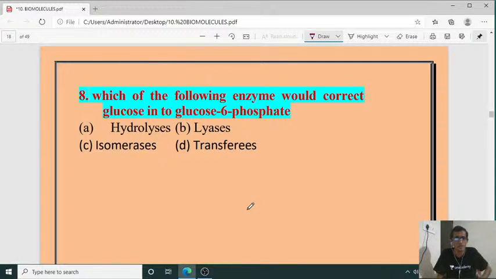Next question. Which of the following enzymes would convert glucose into glucose 6-phosphate? Which will convert that glucose into glucose 6-phosphate? It is transferases. Transferases is the right answer. Just a minute. So transferases is the right answer. D is the right answer.